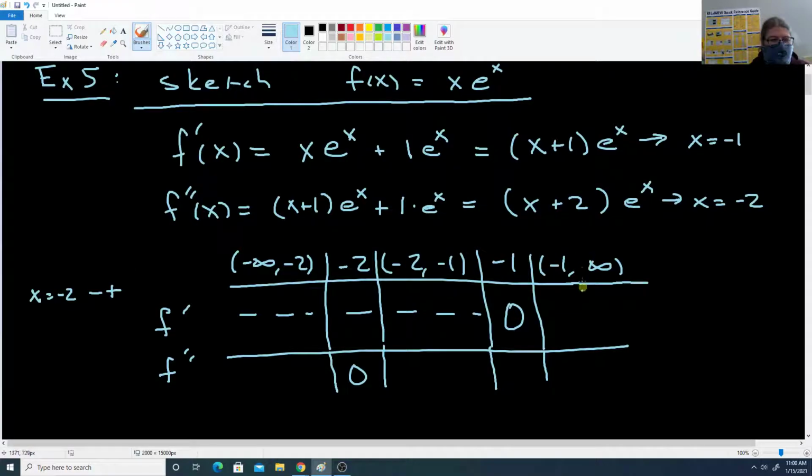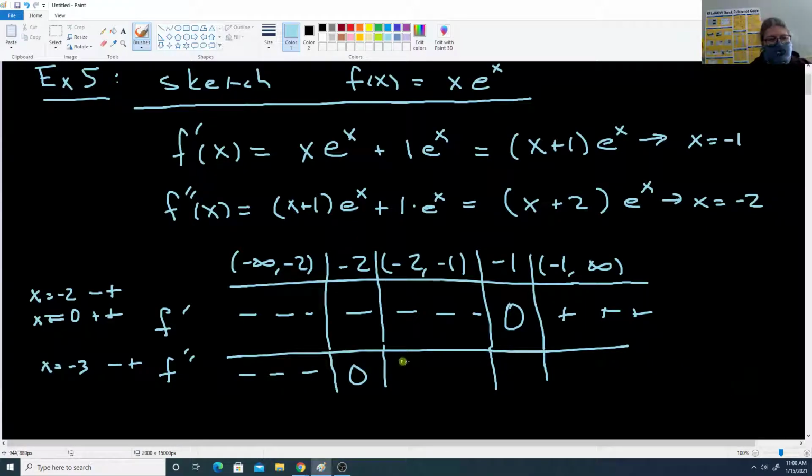Let's look at a number like 0 to the right of this 0. So we're at negative 1 here, and let's look at 0 from there. For x equals 0, we get 0 plus 1 is positive, and e to the 0 is positive, so we're positive out there. For f double prime, let's take a number from this region like x equals negative 3. Negative 3 plus 2 is negative. E to the negative 3 is positive, so we're negative there.